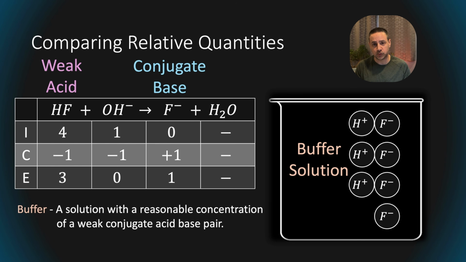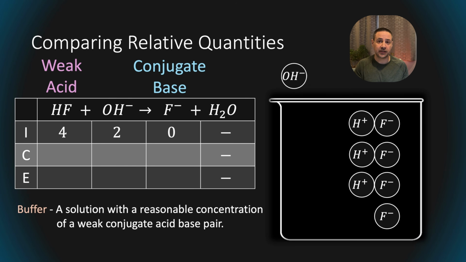A buffer is a solution that has a reasonable concentration of the conjugate acid-base pair. What is exactly a reasonable concentration? You don't need to worry about that. We're not going to try and trick you with, oh, it's just this much. But when you have 25%, 1 out of 4 representations being the conjugate base, that is a reasonable concentration. This is a buffer solution.